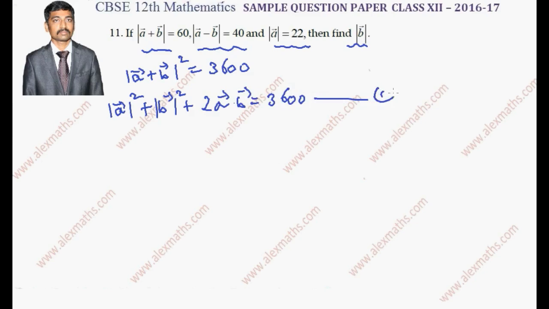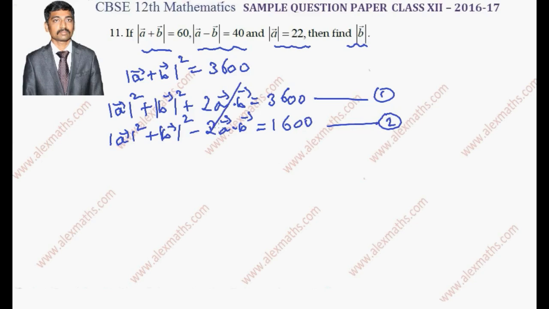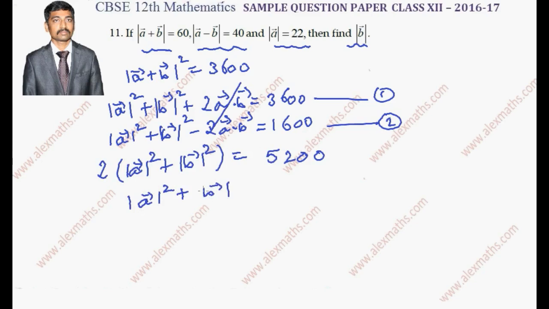Let us take this as the first equation. In the same way, if I expand the second one by squaring, I will get mod a square plus mod b square minus 2a dot b equal to 40 square, which is 1600. This is the second equation. I am going to add. These two terms will get cancelled. I will get 2 times mod a square plus mod b square equal to, after adding this, 5200. After dividing by 2 on both the sides, mod a square plus mod b square is equal to 2600.